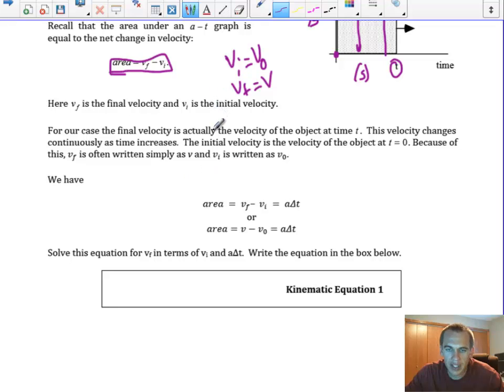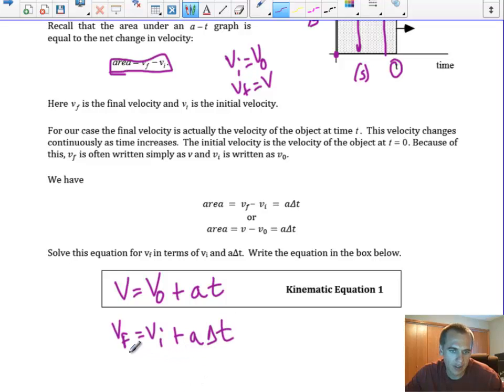Okay, so we put this all together and we say area is change in velocity, which is final velocity minus initial velocity, but the area of that graph is acceleration times time. So we end up with this equation: the final velocity of an object traveling with a constant acceleration is equal to its initial velocity plus acceleration times time. If you'd like, you can also write this equation like this: the final velocity is equal to the initial velocity plus the acceleration times the change in time. And this way, it makes it clear initial, final, and the time between initial and final. Okay, either of these are fine. They're actually the same equation. Okay, that's our first kinematic equation.